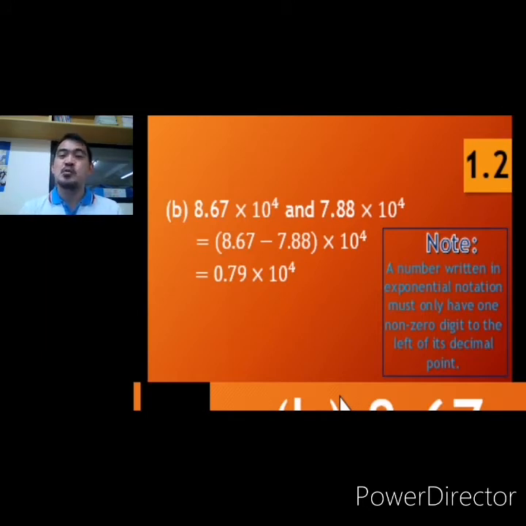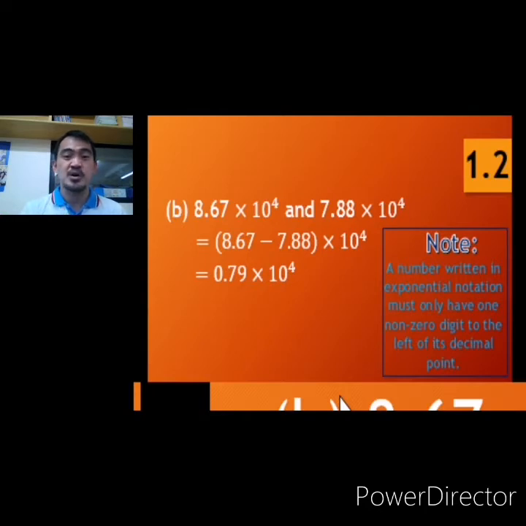Okay, we need to move our decimal point one place to the right. By moving your decimal point to the right one place, we have to subtract 1 from our power of base 10. By multiplying 0.79 by 10, you will get 7.9.